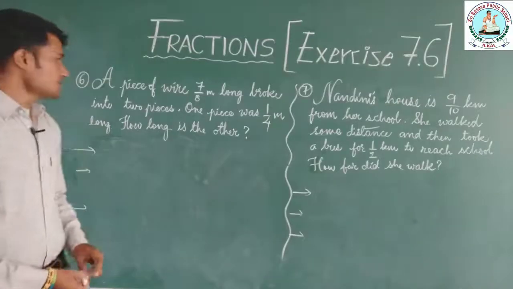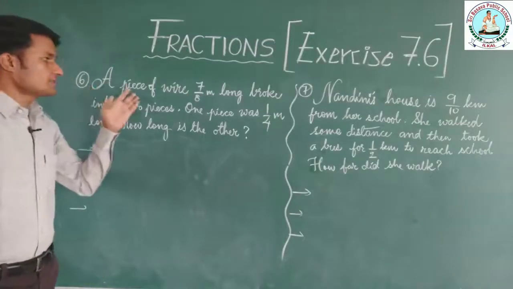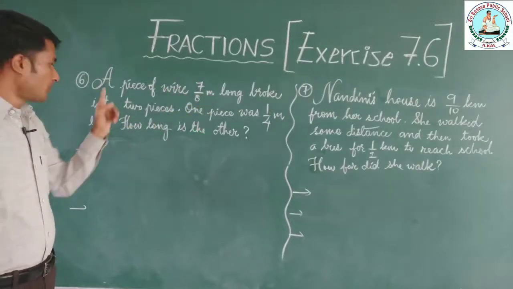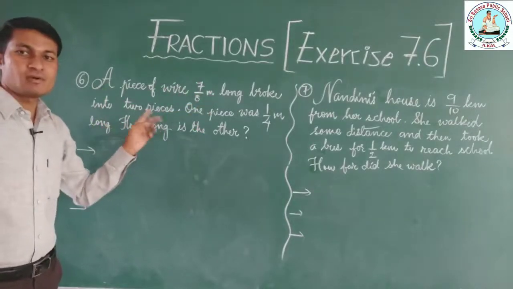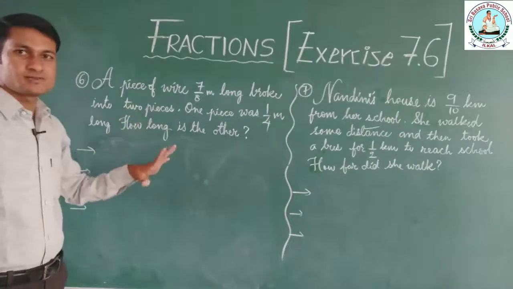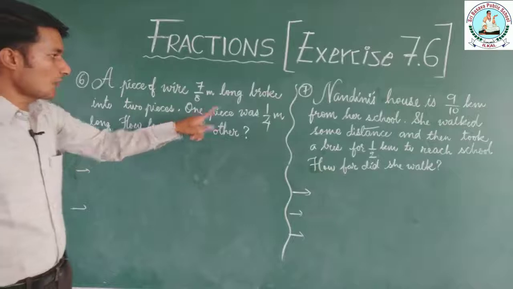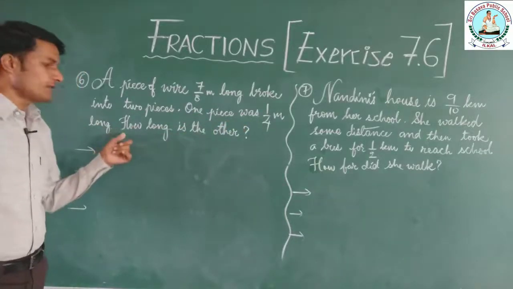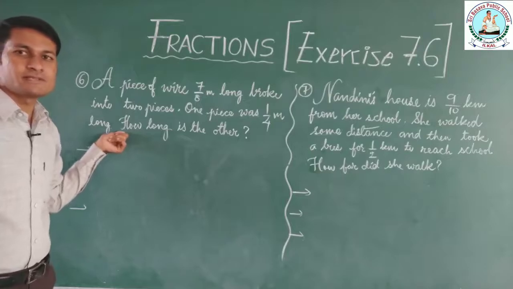Well students, let us solve the next question, that is the sixth one. A piece of wire whose length is 7 by 8 meter broke into two pieces. Remember, not into equal pieces. They broke into two pieces of different lengths, and the length of one piece was 1 by 4 meter, and you need to find out the length of the other piece of the wire.